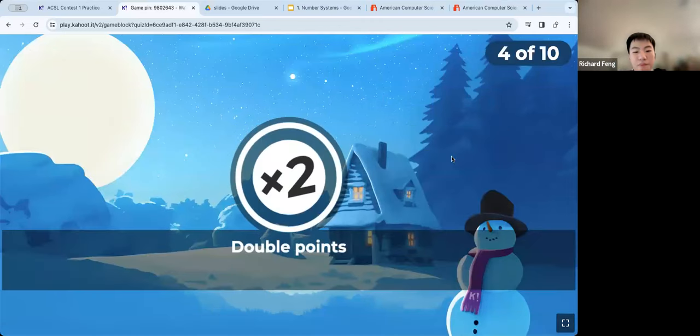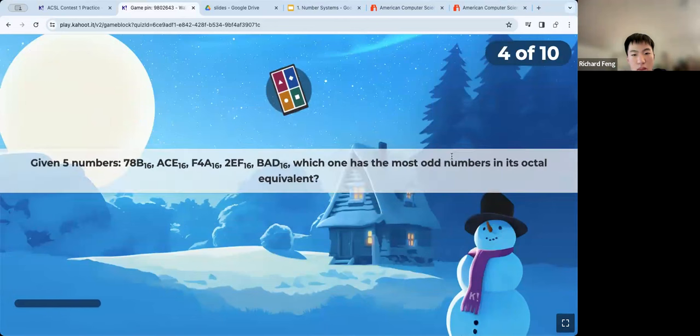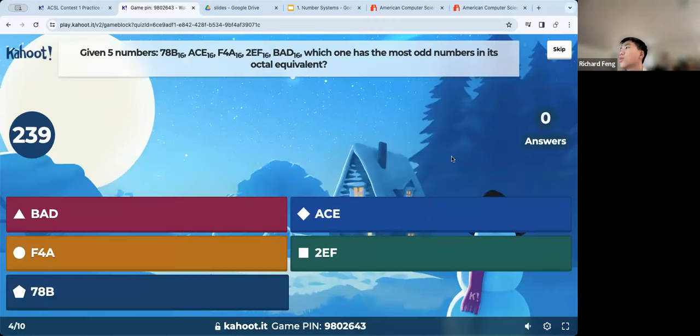Okay. So we're given 5 numbers. Seems like they're all in base 16. Which one has the most odd numbers in its octal equivalent? So we have to convert to base 8.